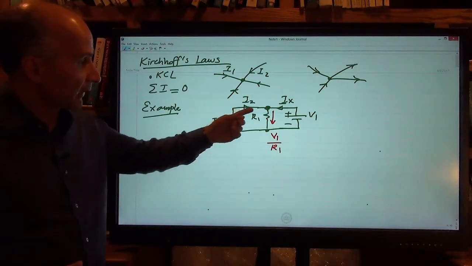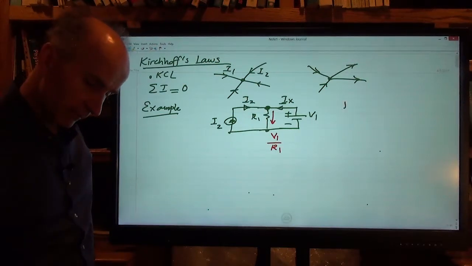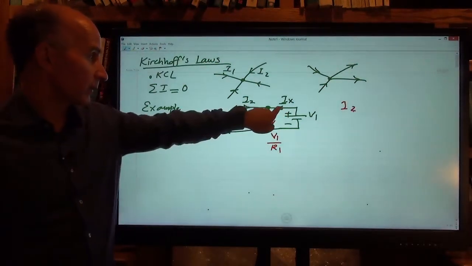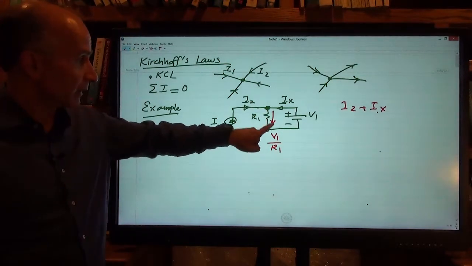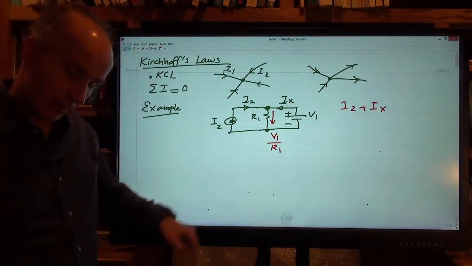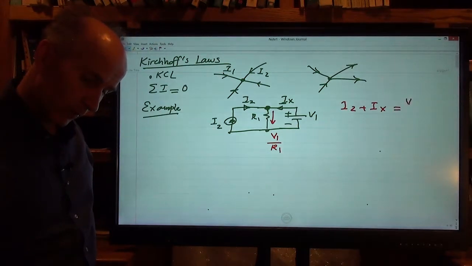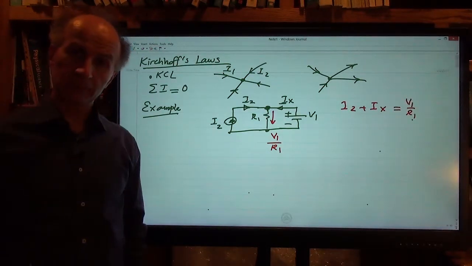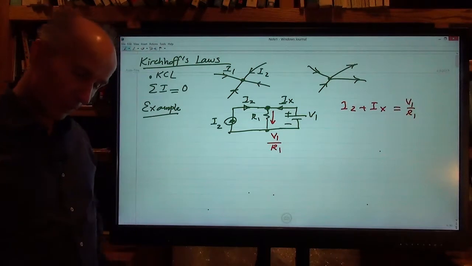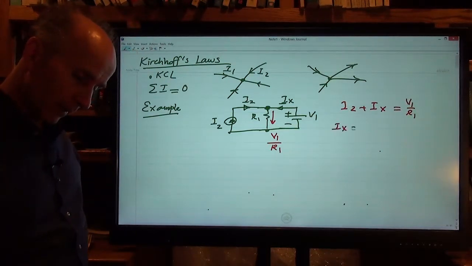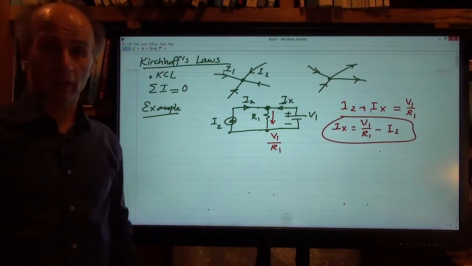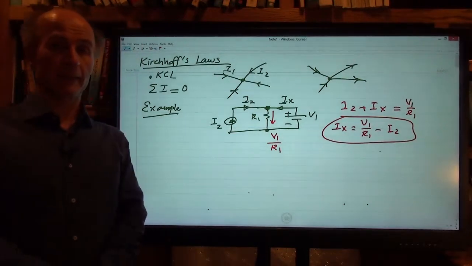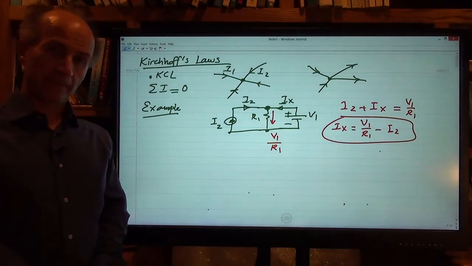So I'm going to say I2 flows into the node, Ix flows into the node, but I1, this current flows out of the node, the red one. So that should be V1 over R1. Okay, so that means that Ix is equal to V1 over R1 minus I2. And that's what we were looking for, right? V1, R1, and I2 are known, so that's what we get for Ix.